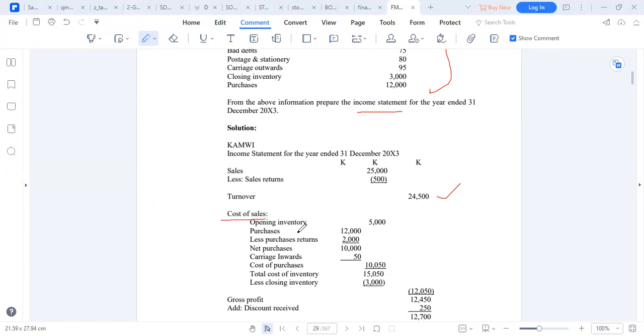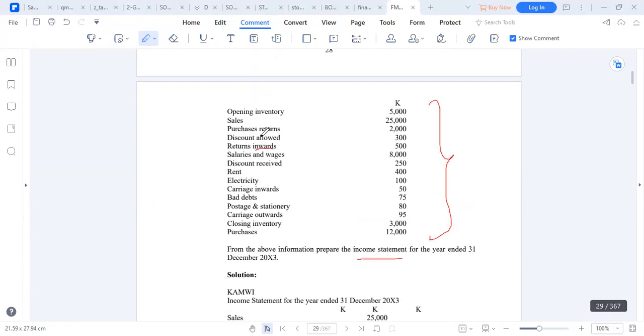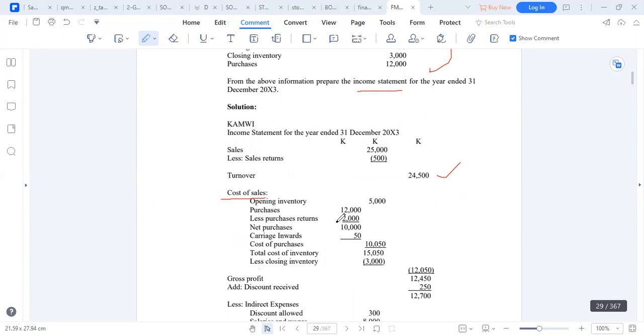Cost of sales is a combination of this arrangement. So we start with our opening inventory. We put it there. Do we have any purchases? So purchases are here. What purchases do we have? You check purchases, we have 12,000. So we put 12,000 there. You less if there are any purchases as returns, then we get our net purchases. So 12,000 minus 2,000, we get 10,000. Then we add carriage inwards. So the transport or bringing the goodies into the business, the 50. So these ones are our cost of purchases.